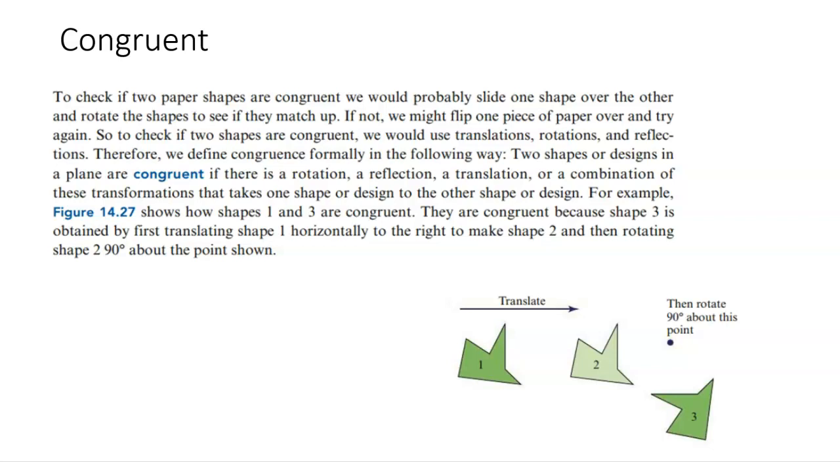So to check if those two paper shapes are congruent, we would probably slide one shape over the other, rotate it, see if they match up. We might flip a paper over and try it again. So basically, to check if two shapes are congruent, we would use translations, rotations, and reflections. So we define congruence formally in this way. Two shapes or designs in a plane are congruent if there is a rotation, reflection, translation, or combination that takes one shape onto the other. And this is something you already knew because you did it in the last exploration. To see if they're the same, you would move it around and see if they line up.